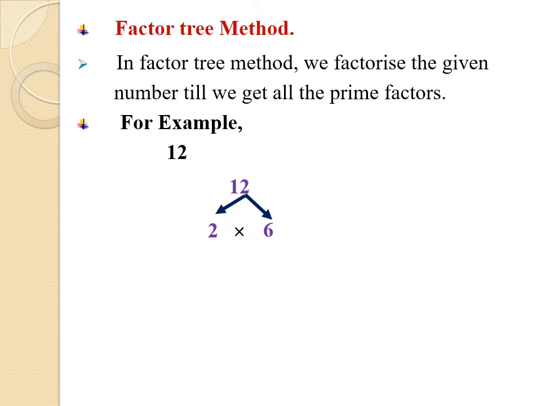Students, 2 is a prime number and 6 is a composite number. Now we don't have to factorize 2 as it is a prime number. We have to only factorize 6, which is a composite number. Now multiplying by which two factors we will get 6? Yes, the answer is multiplying 2 by 3. We get 6.